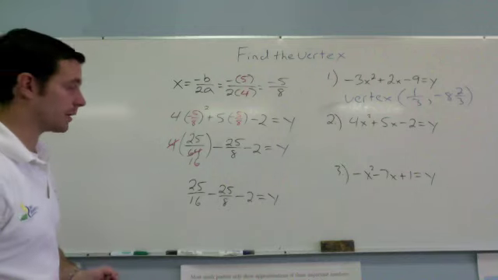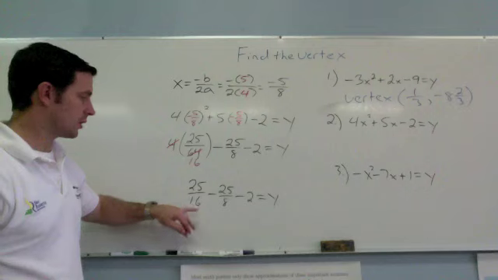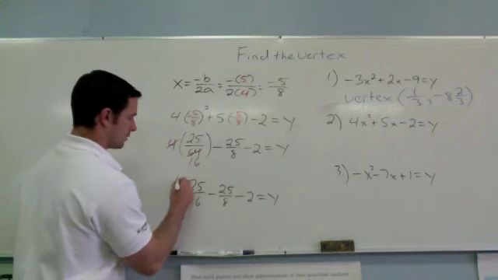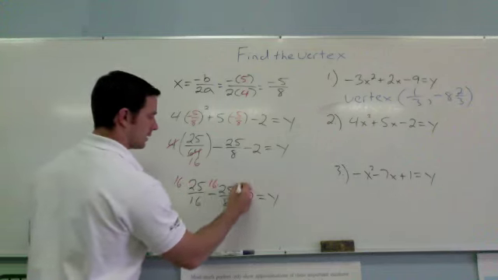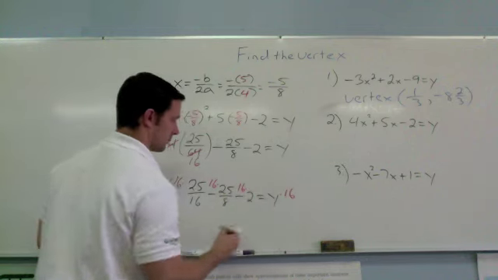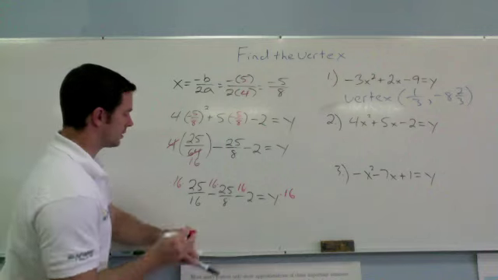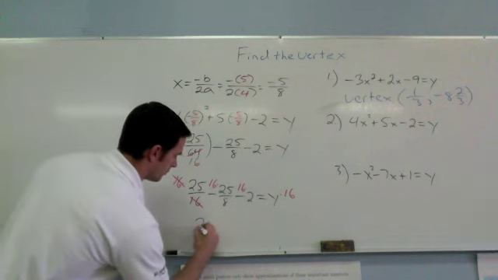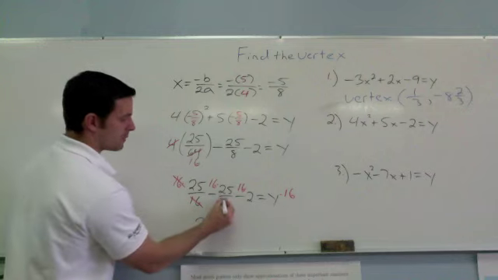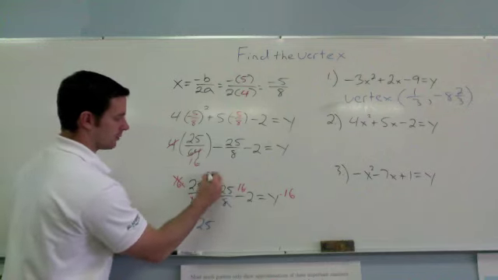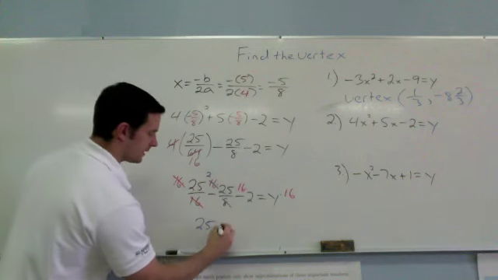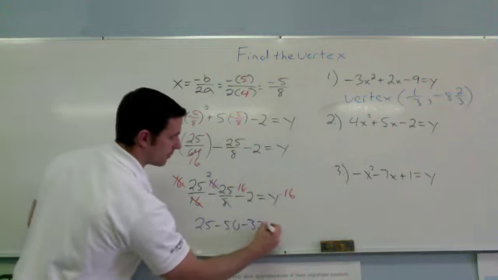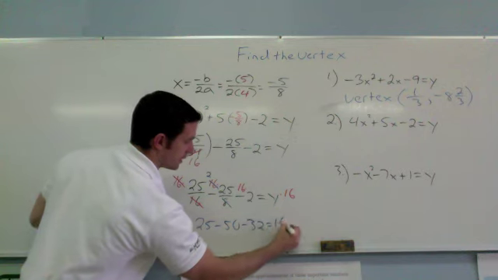My common denominator right now is 16. So I'm going to multiply the entire equation by 16. So that's times 16 here, times 16, times 16, times 16. Here, the 16s cancel out, leaving me with 25. The 8 will cancel out, the 16 will become a 2. 2 times 25 is 50, so minus 50. This gives me minus 32, equal to 16y.